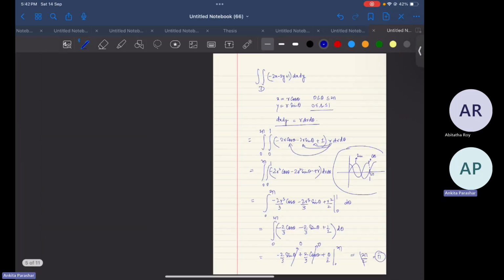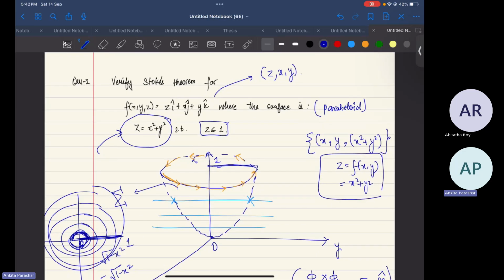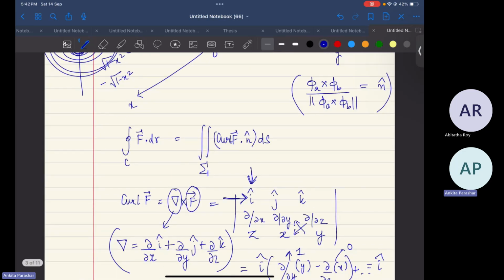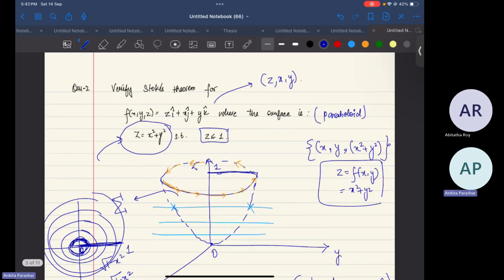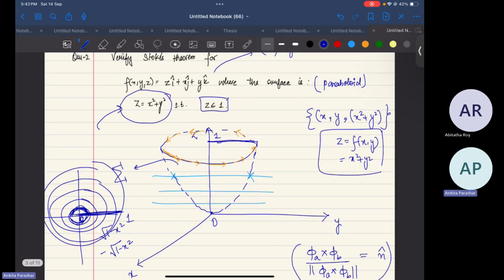So what we did till now, let's go back to the question. We were trying to verify Stokes' theorem, and what we got is that curl f dot n, which you were thinking to be simple enough, took some time to compute, and we got the answer to be pi. Let's just compute the line integral. I think that is simpler. Why? Because it is just a circle.